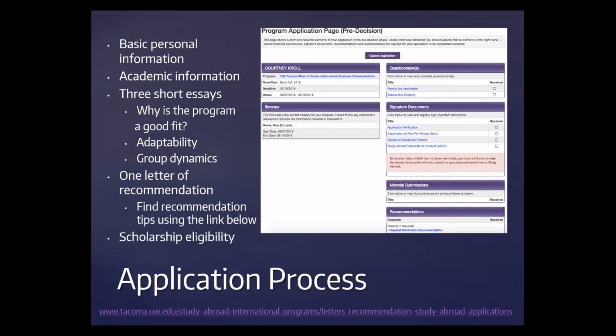As mentioned in the previous slide, you'll be required to answer the question about whether or not you'd like to be considered for the UW Study Abroad scholarships as well. Please keep in mind that application deadlines vary by program, and each deadline is clearly listed on the Study Abroad program website.